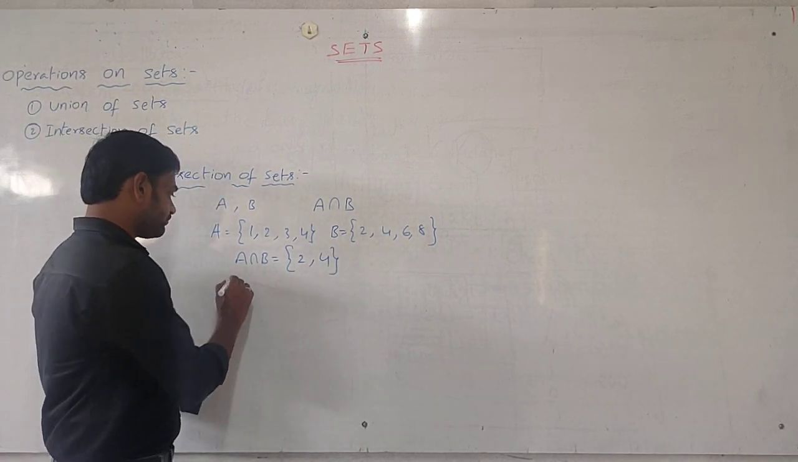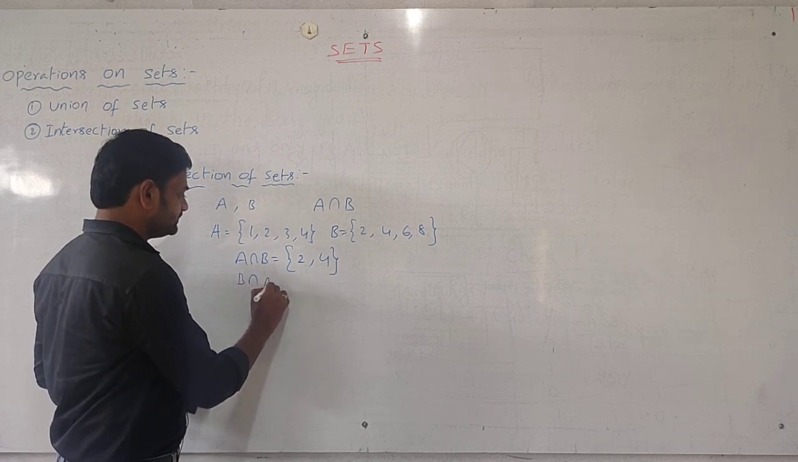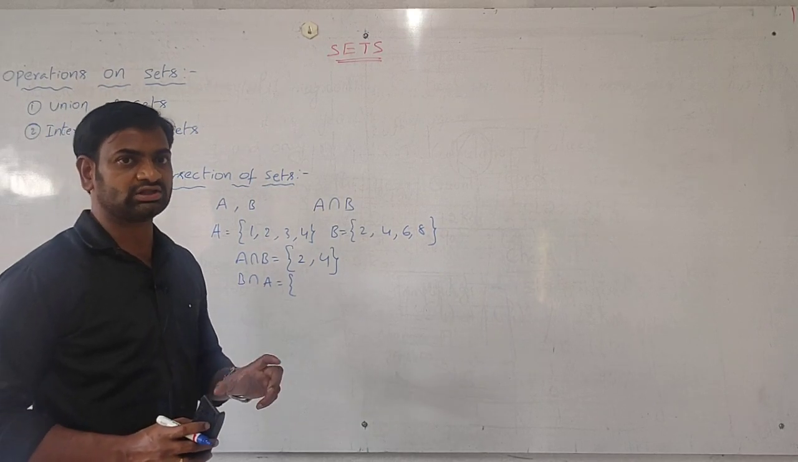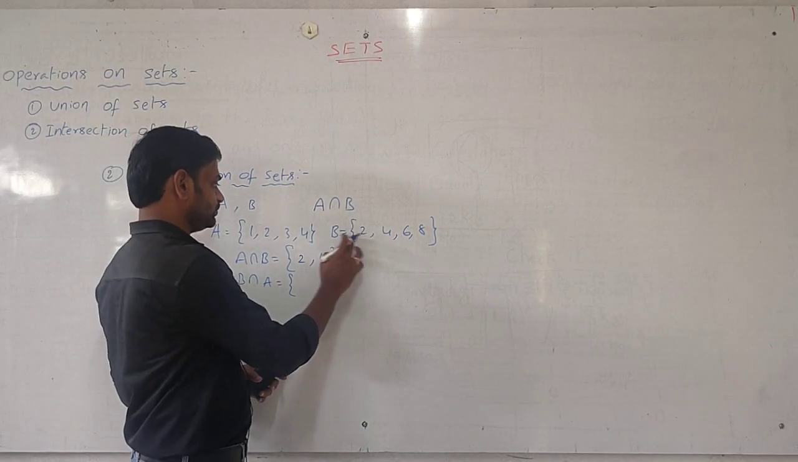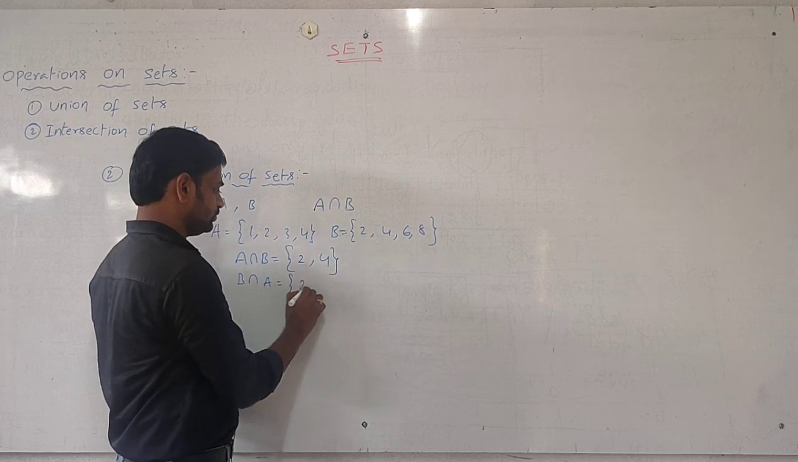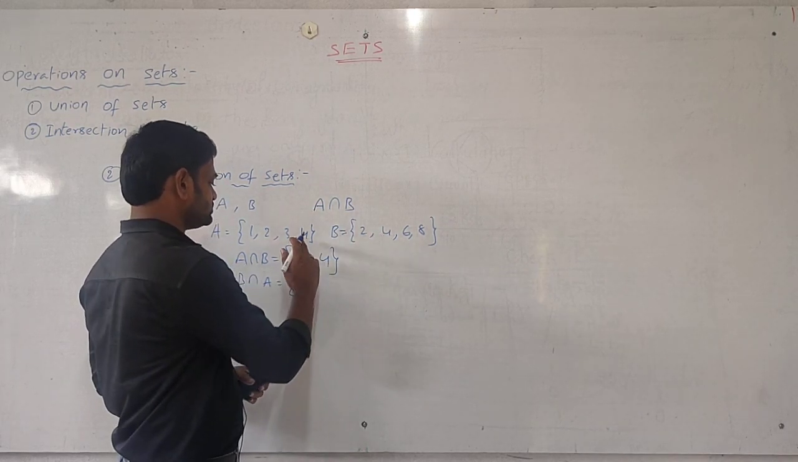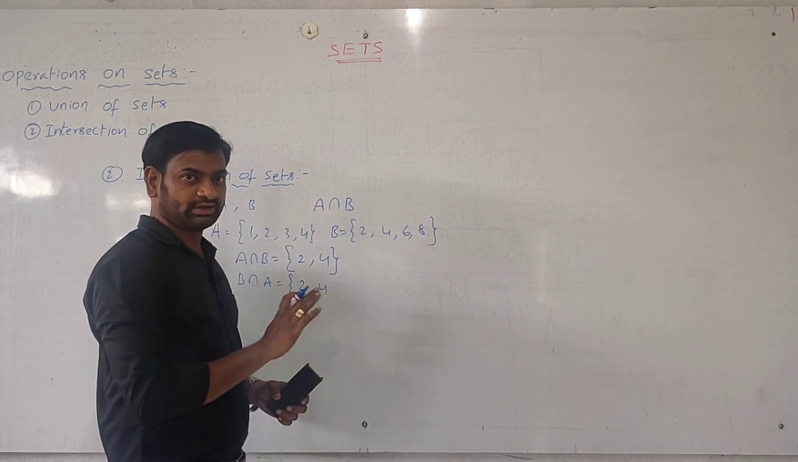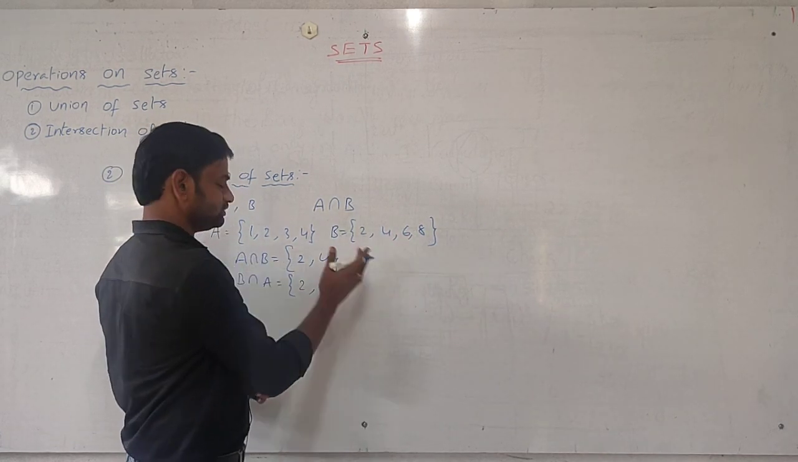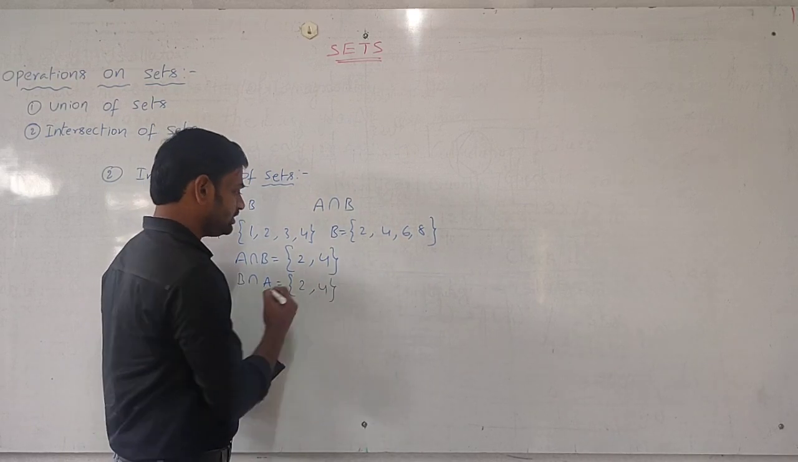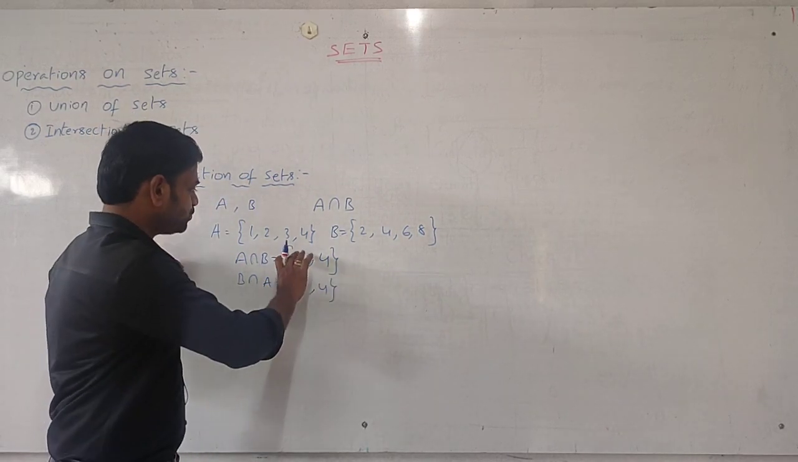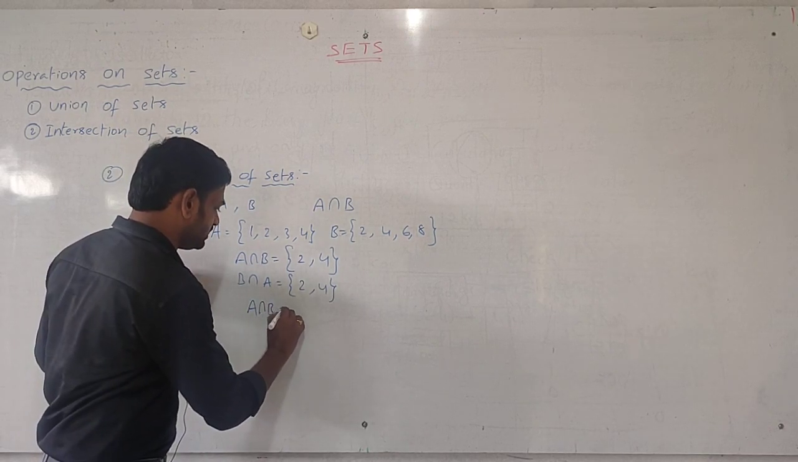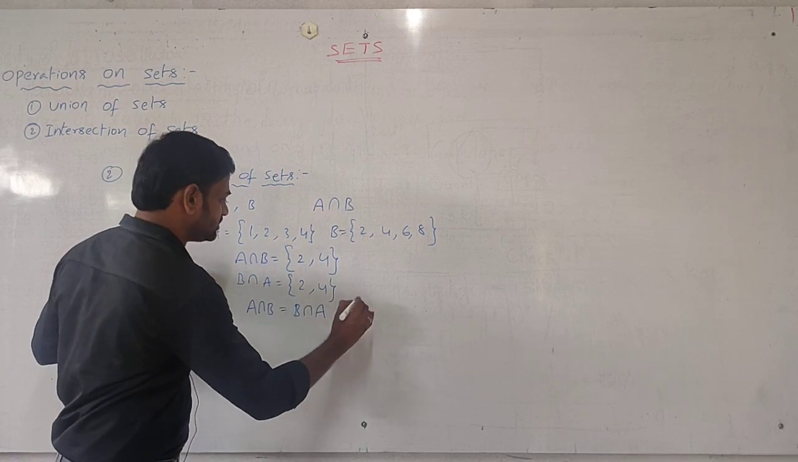In the same way, can you take B intersection A? For B and A, what are the common elements? See here, 2. 2 is there? Yes, 2. Next 4. Here 4 is there? 4. Next 6 is there? No. Don't write. Next 8. No, there is no 8. So it is only 2, 4. Now these both are equal. So what we can write? A intersection B is equal to B intersection A.